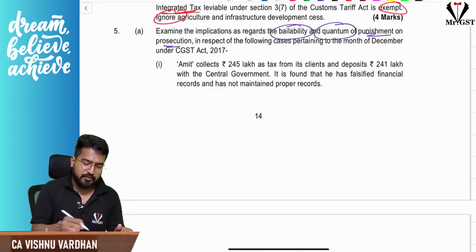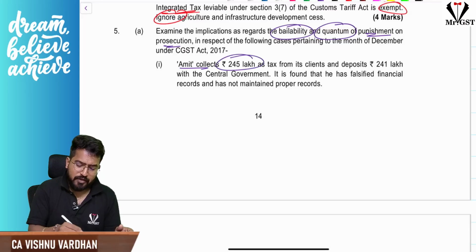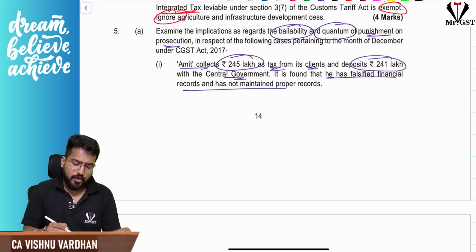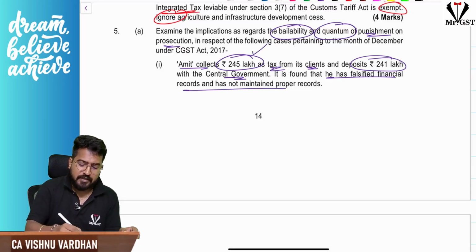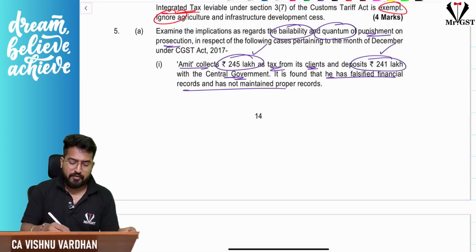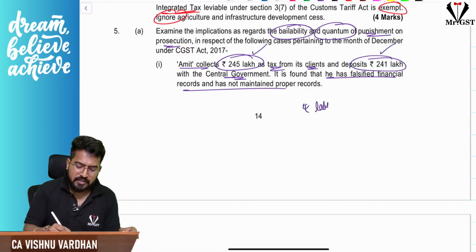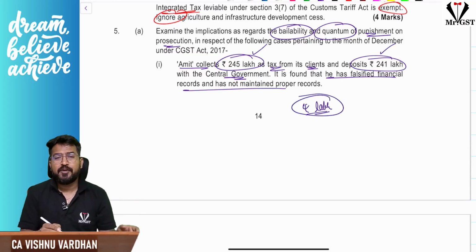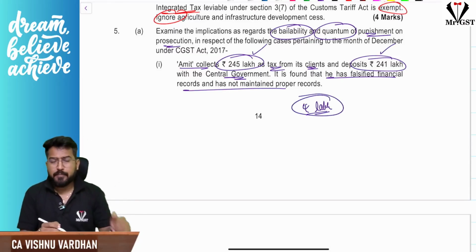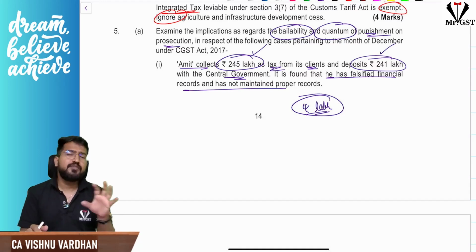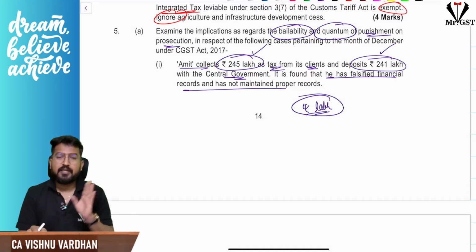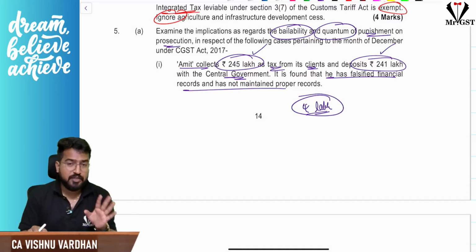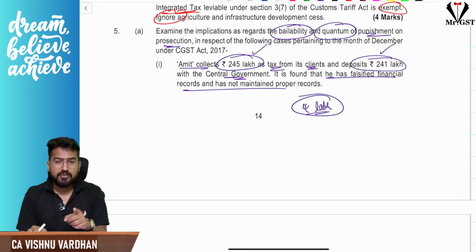Regarding prosecution, Amit collected 245 lakhs as tax from clients and deposited 241 lakhs with the central government. It is found that he falsified financial information and did not maintain records. Please understand, he has collected 245 and he has deposited only 241. That means a 4 lakh default is there. For this you cannot be sent to jail. You know 2 crores is the limit for prosecution, the imprisonment. And of course, if it is fake invoices, only 1 crore. Here, just remember section 132 subsection 1: prosecution will come only in 4 cases.